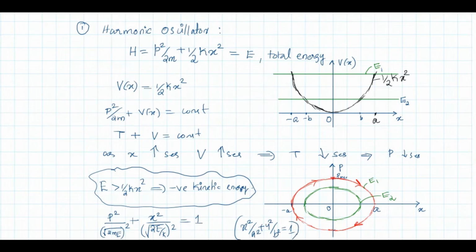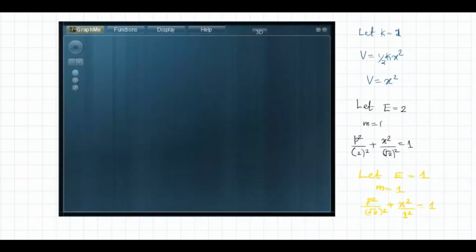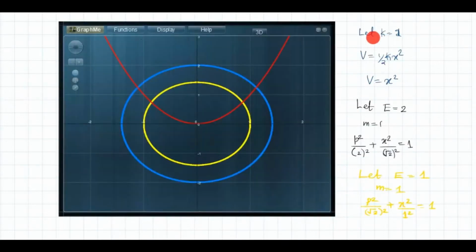Now I will give you the plot of potential energy. Now I will plot the curve of potential and also the phase space diagram. Consider the case with k equal to 2, then potential energy V equal to half kx square becomes V equal to x square, and the curve of V equal to x square is shown in this red one. Okay, this red curve is V equal to x square.